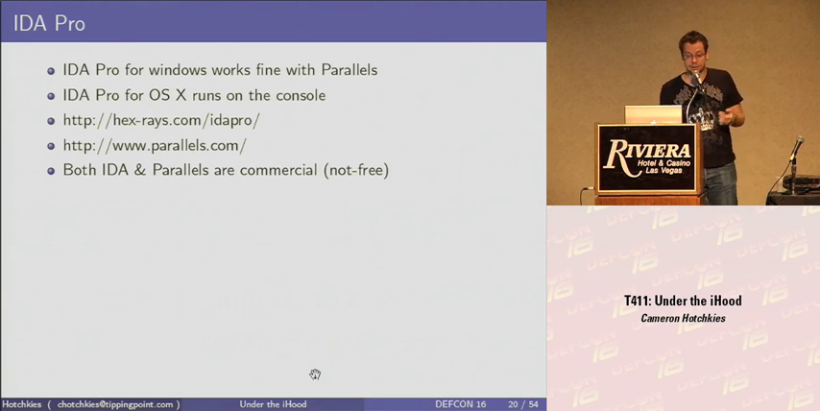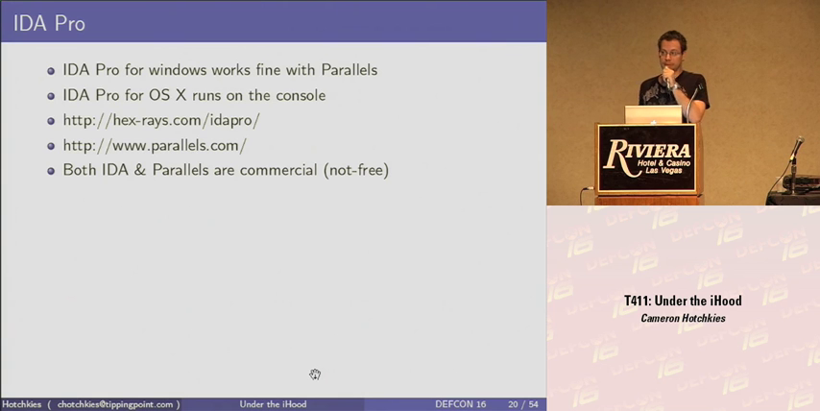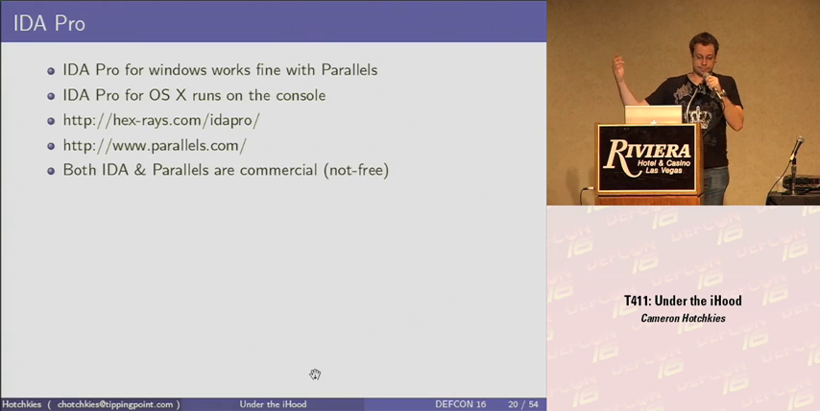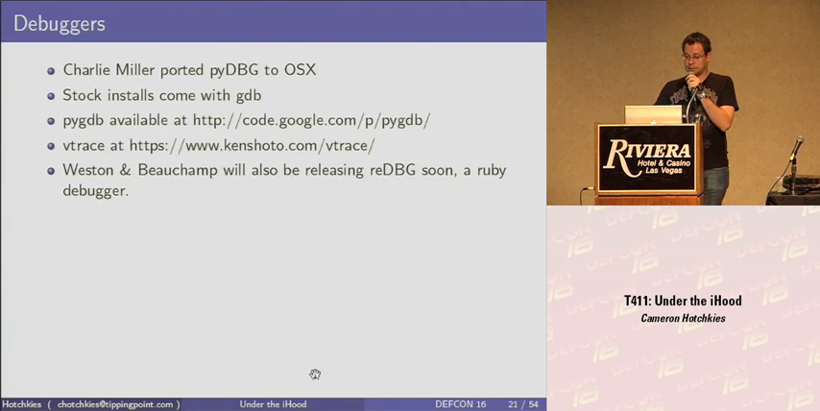Now the second bullet point says IDA Pro for OS X runs on the console. It does. I have the 5.3 version, so the most recent version. It's really buggy. If you're creating just D words, it'll segfault on you. So for the most part, unless I'm going to run it in batch mode, you keep using IDA on Windows. So there's IDA, there's Parallels. This isn't new to most of you guys. They're not free, but easily worth the money if you're going to be doing this seriously.